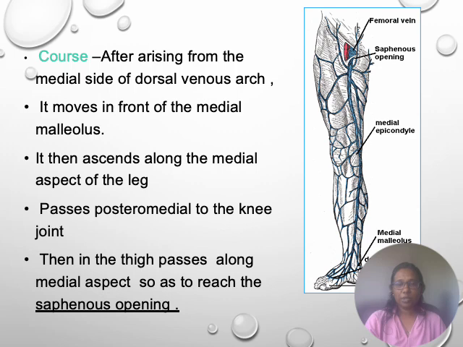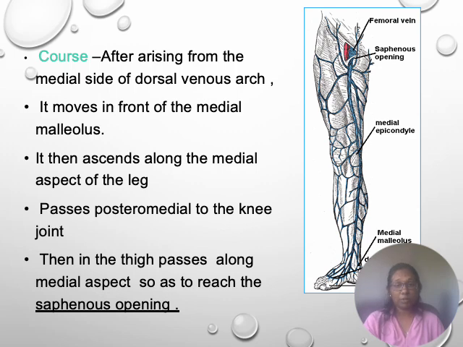Now let us learn about the course of the great saphenous vein. After arising from the medial end of the dorsal venous arch, it ascends in front of the medial malleolus about 2.5 centimeters. Next, it ascends all across the medial aspect of the leg and reaches the posteromedial aspect of the knee joint, exactly a hand's breadth behind the medial end of the patella. In the thigh region, it ascends all along the medial aspect until it reaches the saphenous opening.